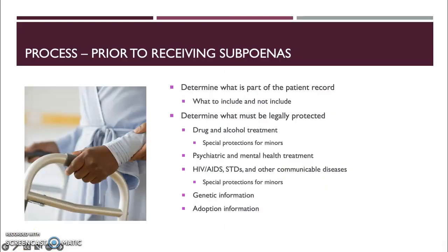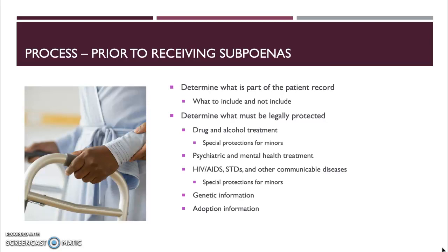For this assignment, we are tasked with creating a streamlined process on handling these types of requests. So prior to receiving any subpoenas, we'll need to determine what is considered part of the patient record. We'll need to determine if items like patient emails or insurance correspondences or financial notes are part of the patient record. Once we have that defined, we'll need to determine what information is legally protected from disclosure.